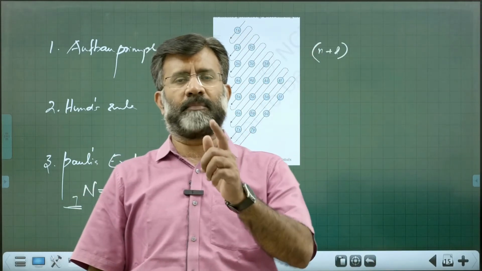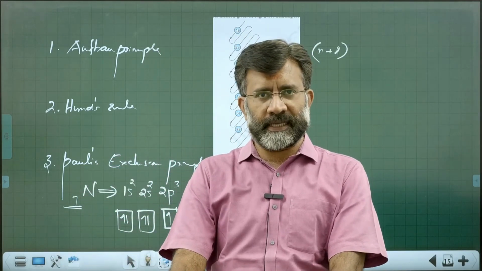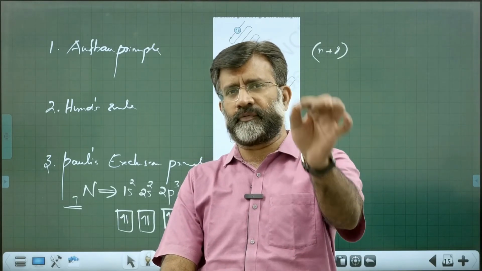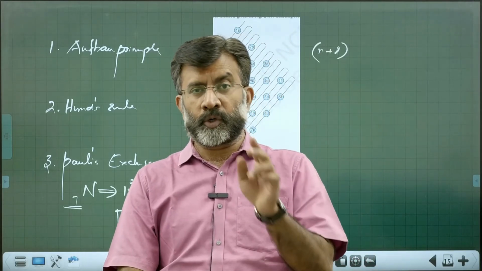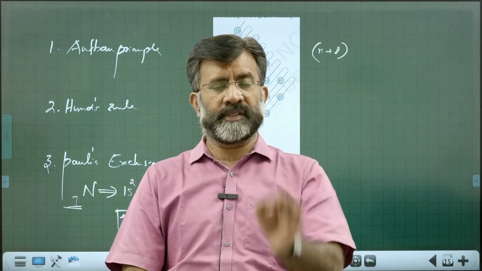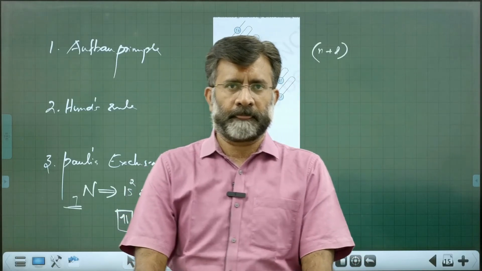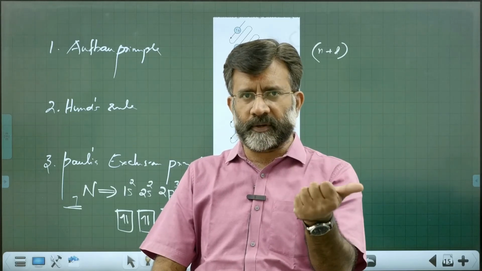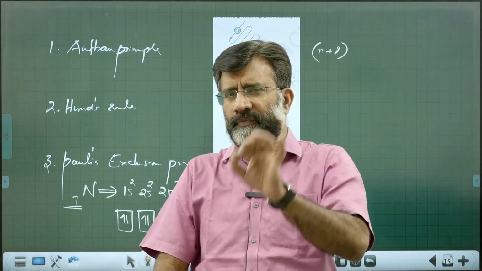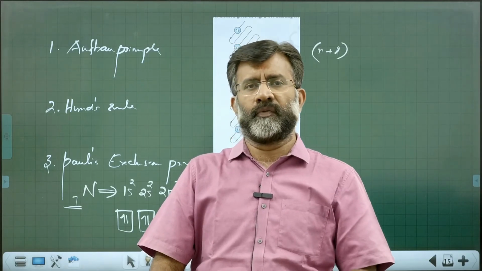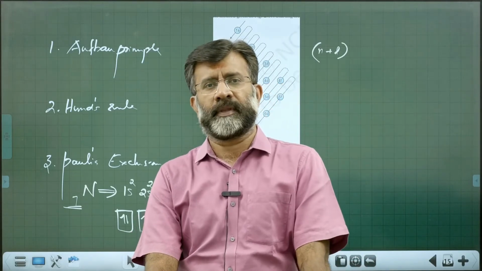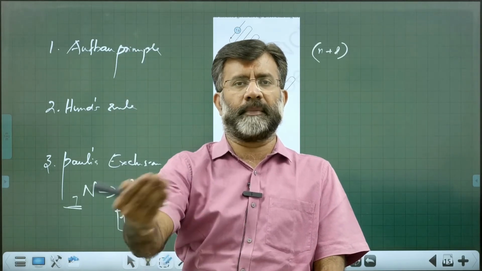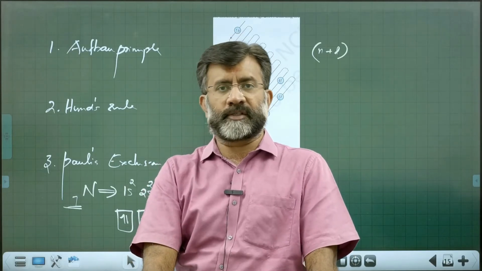And the third one, Pauli's exclusion principle, which states that no 2 electrons in an atom can have the same set of quantum numbers. Any of the quantum numbers, principal quantum number, azimuthal quantum number, magnetic quantum number, spin quantum number, any of the quantum number values will change for 2 electrons in a system. You can't have 2 electrons with all sets of quantum numbers coming the same. That is Pauli's exclusion principle.